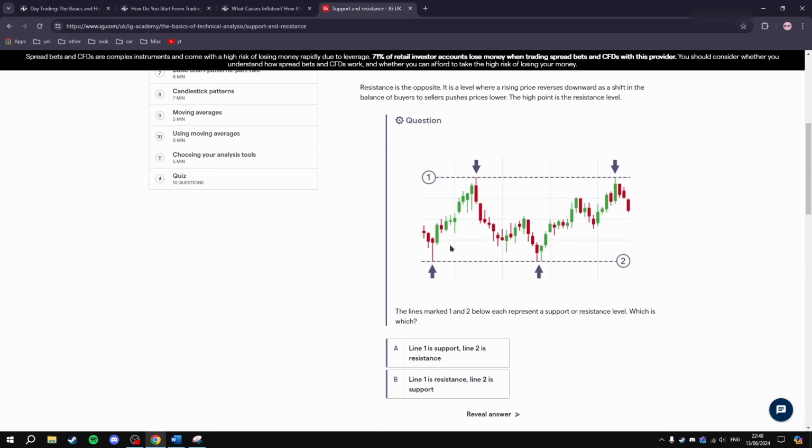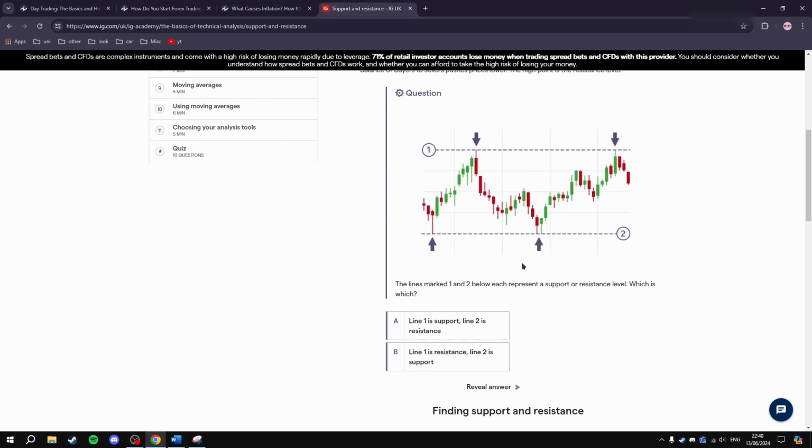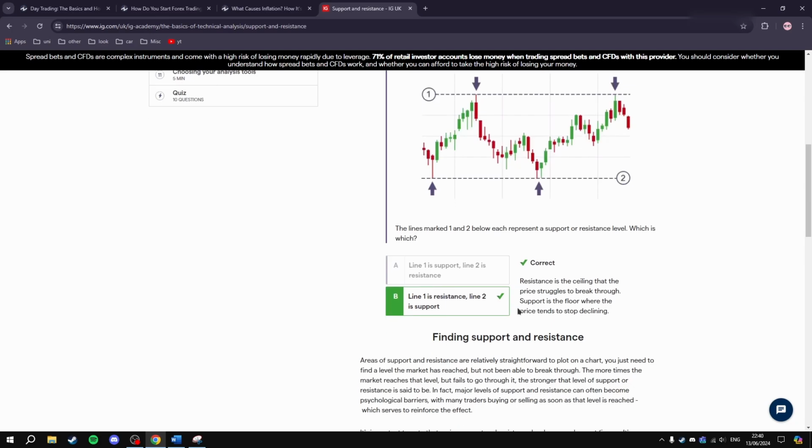The lines marked 1 and 2 below each represent a support or resistance level. Which is which? 1 is resistance, 2 is support. Resistance is the ceiling that the price struggles to break through. Support is the floor where the price tends to stop declining.